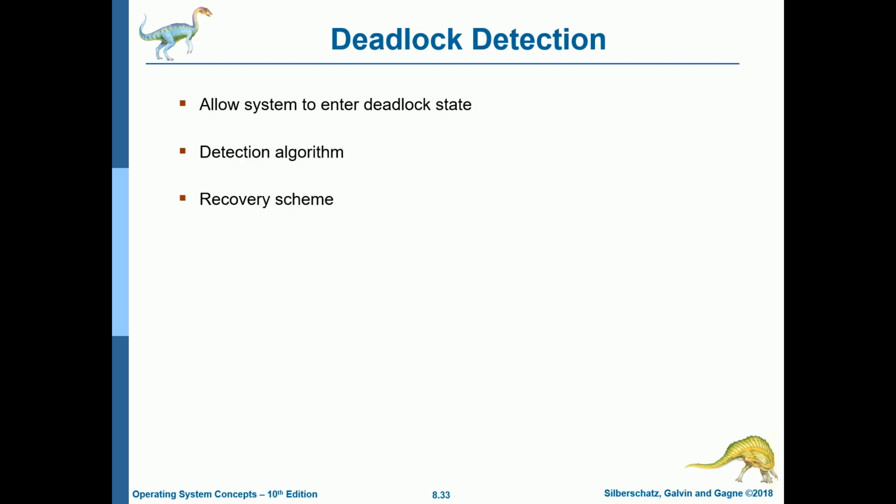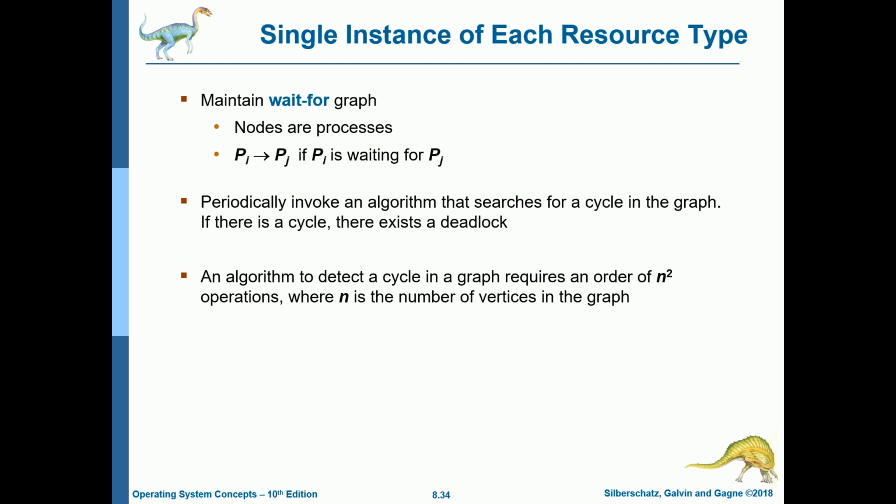Now, if a system does not employ either a deadlock prevention or a deadlock avoidance algorithm, then a deadlock situation may occur. In this environment, the system may provide an algorithm that examines the state of the system to determine whether a deadlock has occurred, and an algorithm to recover from that deadlock. If all resources have only a single instance, then we can define a deadlock detection algorithm that uses a variant of the resource allocation graph called a wait-for graph.